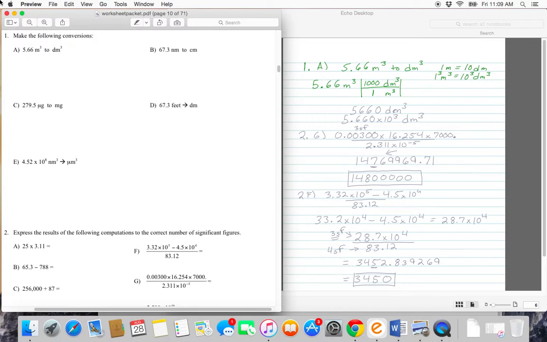So we have 5.66 times 1,000 gives us 5,660 decimeters cubed. If we wanted to report this in proper scientific notation, that would be 5.660 times 10 to the positive 3 decimeters cubed. So here is an example of where we use dimensional analysis. The only difference in this one is because we're working with a derived unit that was cubed, we must also cube our conversion factors.